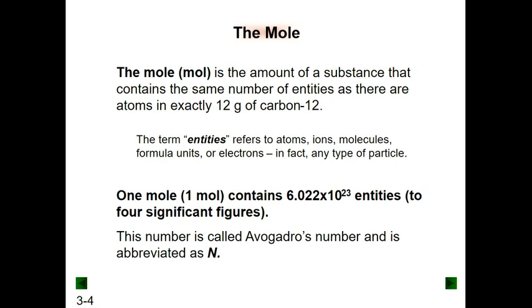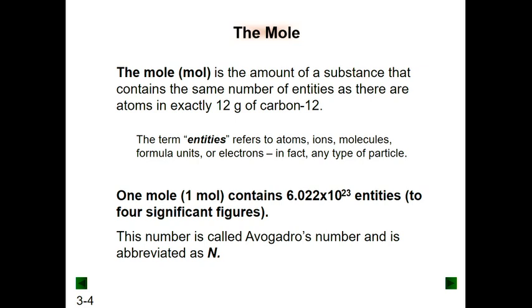So look, the mole is the amount of a substance that contains the same number of entities as there are in exactly 12 grams of carbon-12. And the molar mass of carbon is 12. The term entities refers to atoms, ions, molecules, formula units, electrons, you, the books, whatever. So 1 mole of people is Avogadro's number of people in that case, okay?